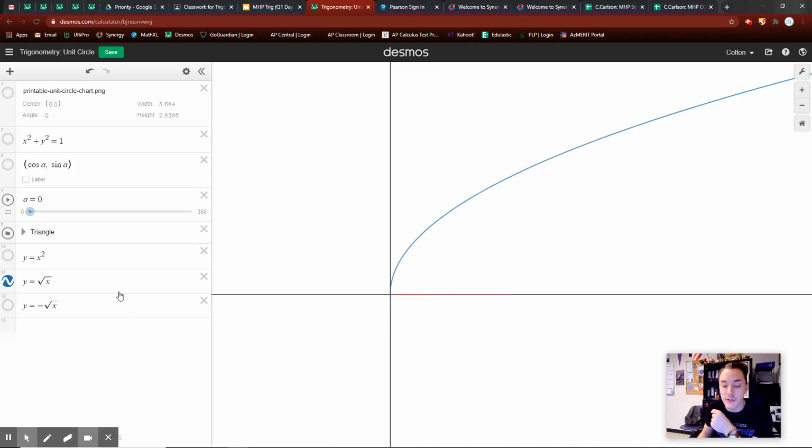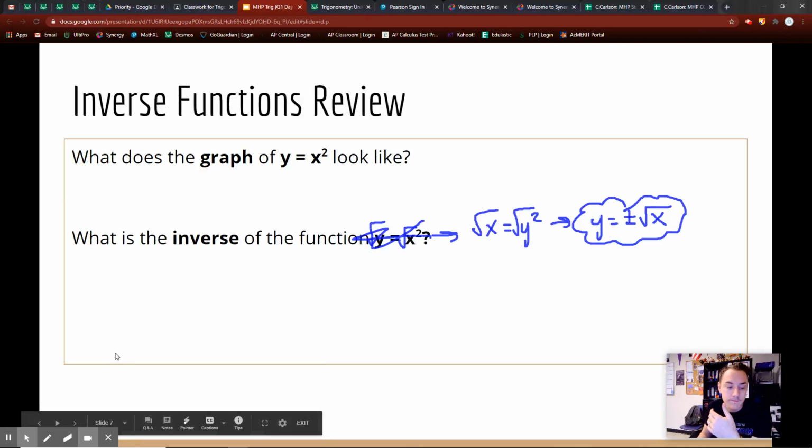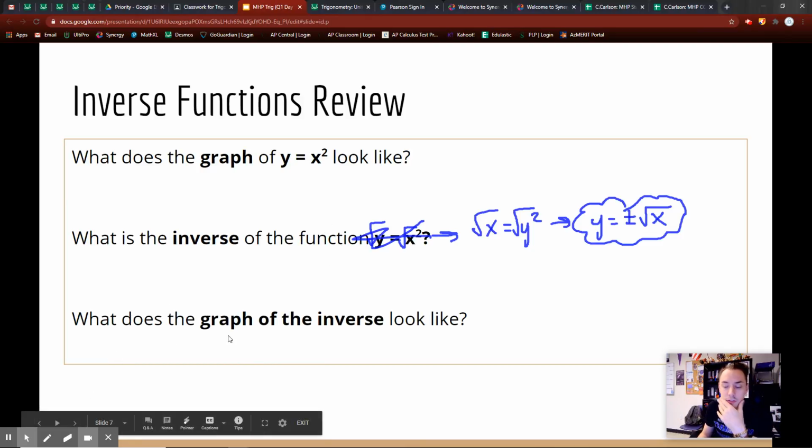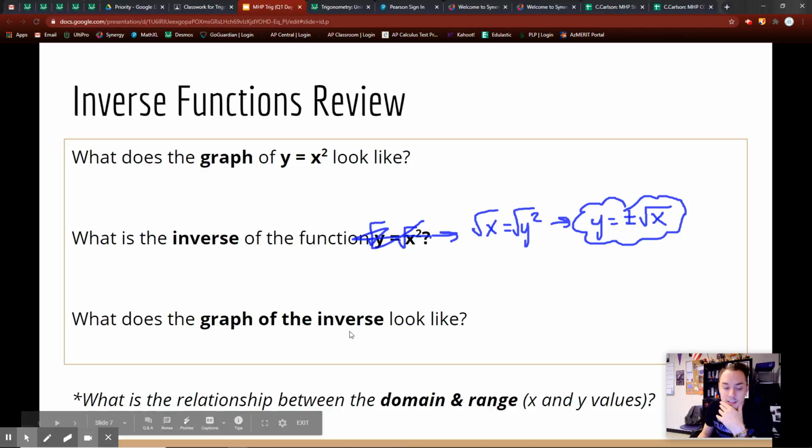How do I make it into a function? I just take the negative off. So now when I put them together, what's the inverse of x squared? Radical x, but positive radical x. What does this have to do with trigonometry? Well, let's find out. What does the graph of the inverse look like? I already showed you. Now this is very interesting.